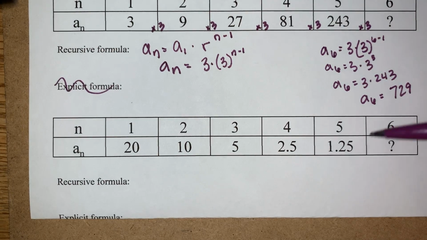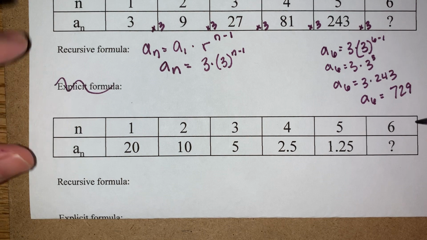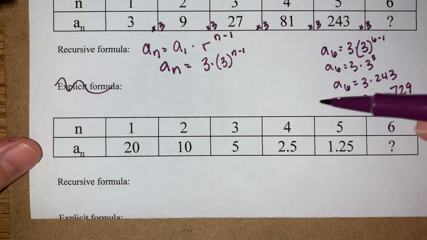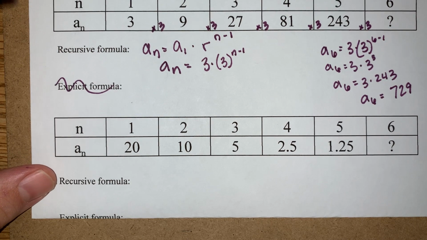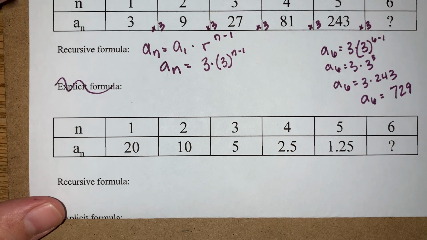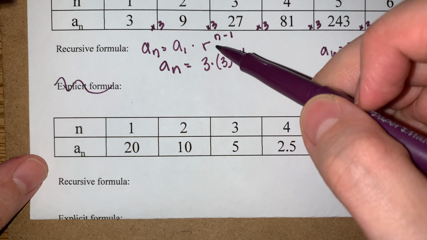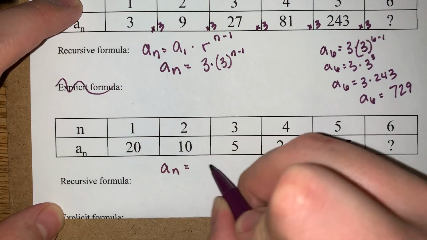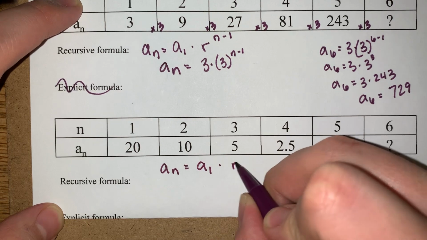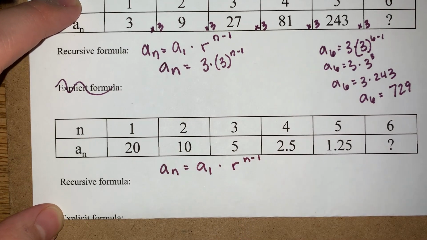All right, for the last problem for these kind of tables, we're using the formula for geometric sequences that we talked about in class. Again, I'm going to start with the basic formula: a sub n equals a1 times r raised to the n minus 1 power.